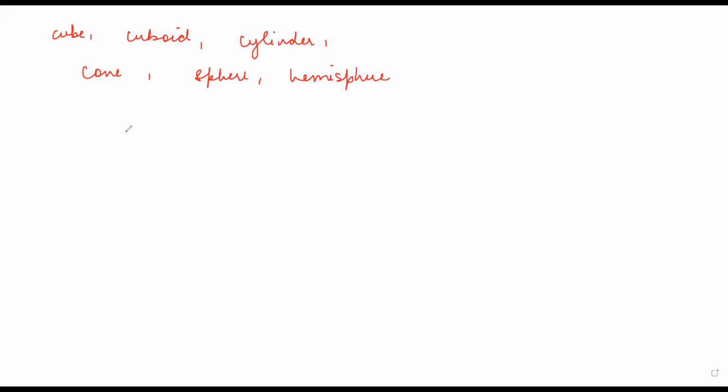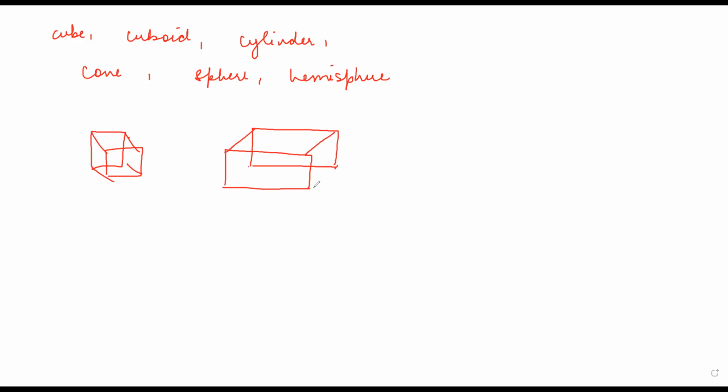So cube, you know how it looks like, right? Yes, ma'am. Cube means all the sides are equal. This is how cube looks like. And cuboid, it's like one face is actually rectangular. So all the 3 sides can be different also, or 2 can be same, 1 can be different, but all the sides are not equal. So this is a cuboid.